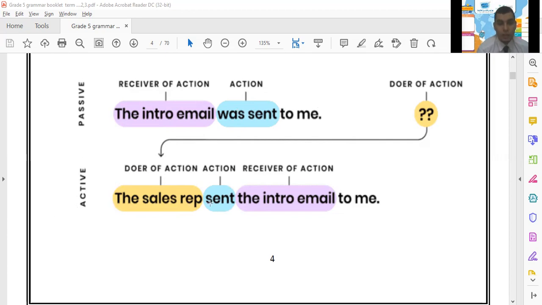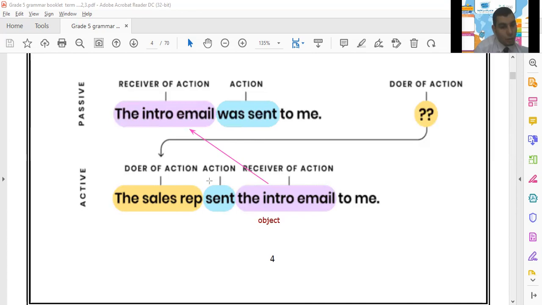Very good. Sent is the verb, and the receiver or the object, yes, the object is the intro email. So in the passive, we start with the intro email. Very good. We start with the object. Very good. Then what do we do?